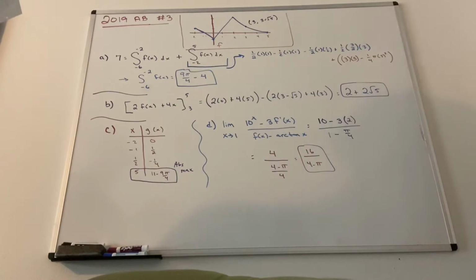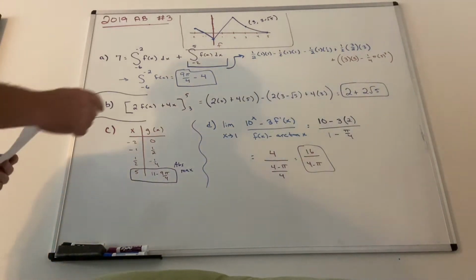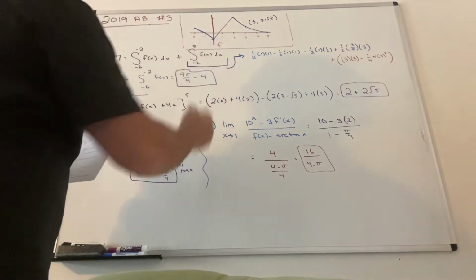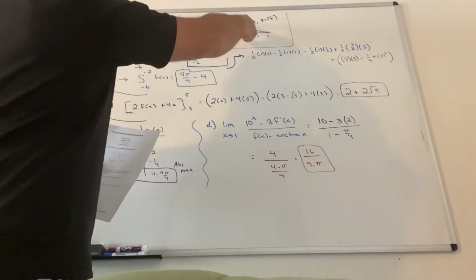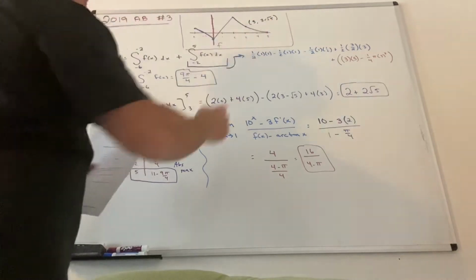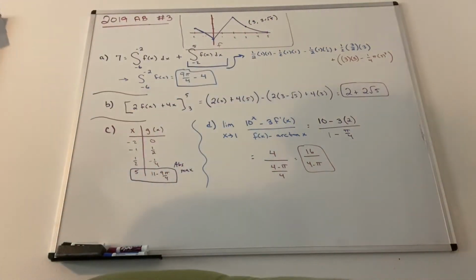It gives you a coordinate of 3 comma 3 minus root 5, and it tells you that this curve right here is a quarter of a circle. Okay, in part A it tells you that the integration from -6 to 5 is 7, and then wants you to find the value of the integration from -6 to -2.